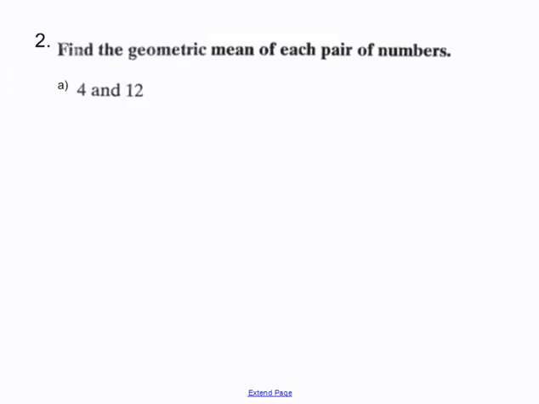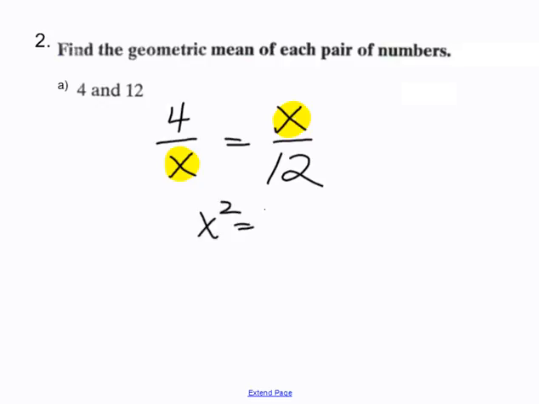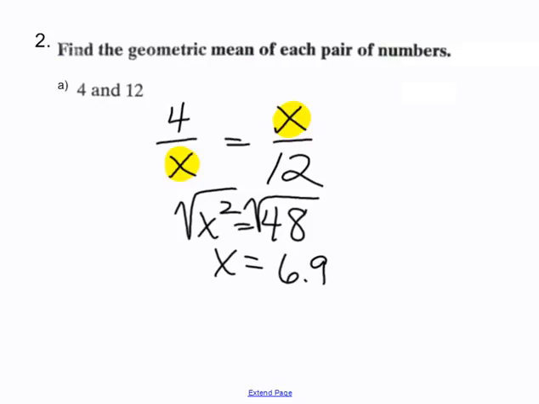So now we look at this one. We say, okay, the geometric mean. Again, when I have geometric mean, I have this, and then two numbers. So right now I know that I don't know what the geometric mean is, so I'm going to put it right here, x, and 4, and 12. So now we end up with x squared equals 48. And we take the square root, so x equals roughly 6.9 to the nearest tenth.